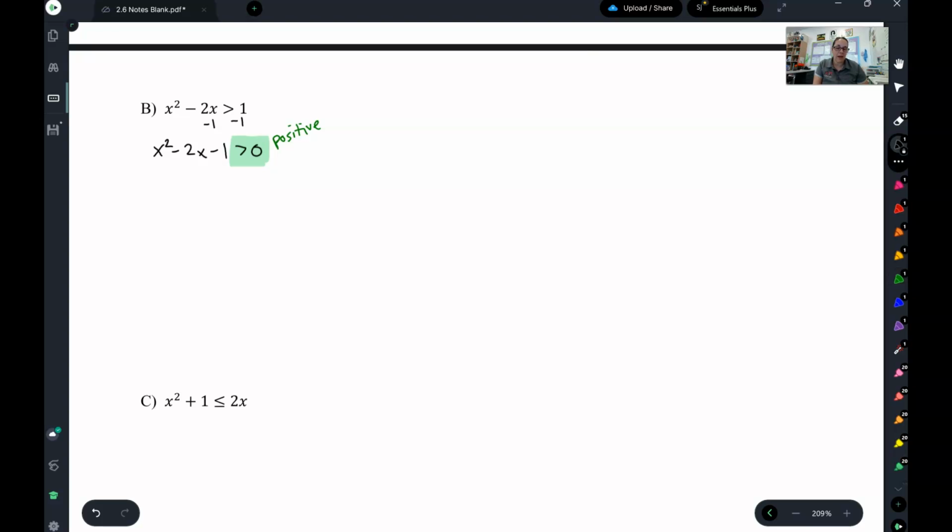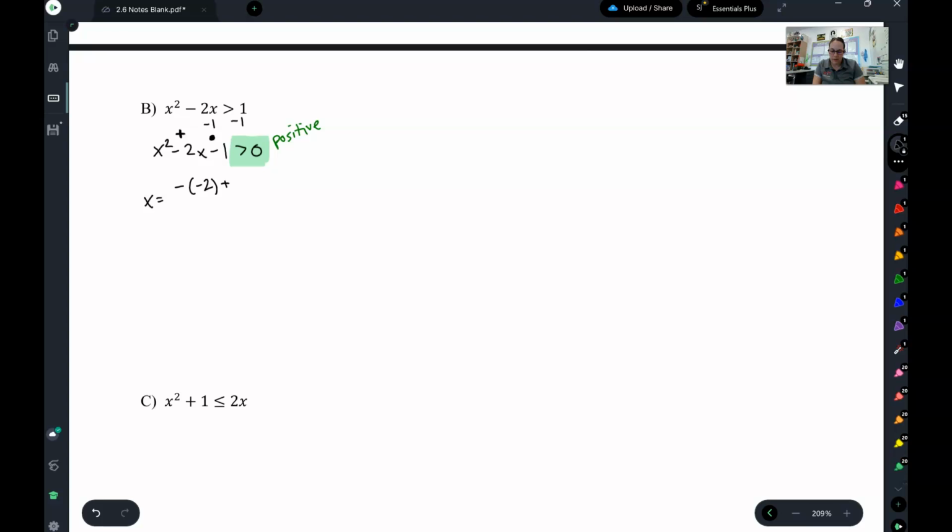Step 3 is to factor. So this is my easier method of factoring. I don't have anything in front of the x squared, so I just need to multiply to the negative 1 and add to the negative 2. When I think about that, nothing multiplies to negative 1 and adds to negative 2. So factoring doesn't work, which means we're going to have to use the quadratic formula as our backup plan.